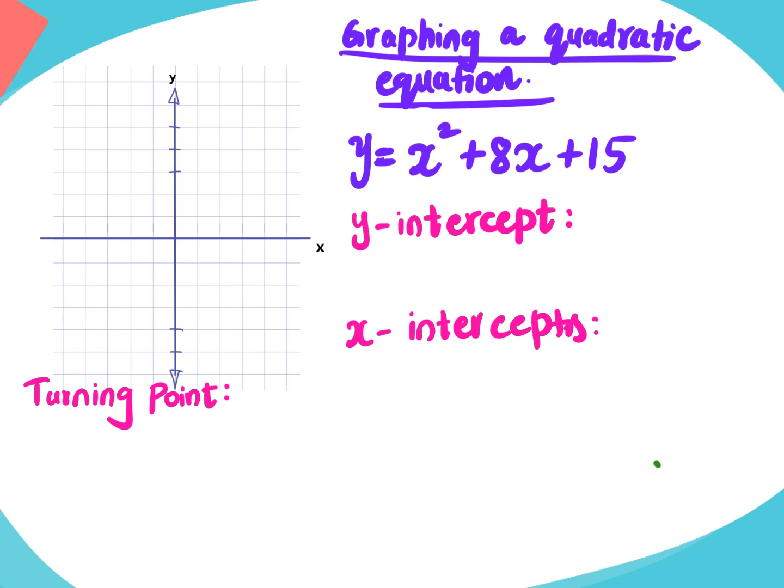Alright everyone, in this video we are going to learn how to graph a quadratic equation. So you have been given y is equal to x squared plus 8x plus 15. This is your a, comparing with ax squared plus bx plus c. You are able to identify that your a is 1, your b is 8 and your c is 15.